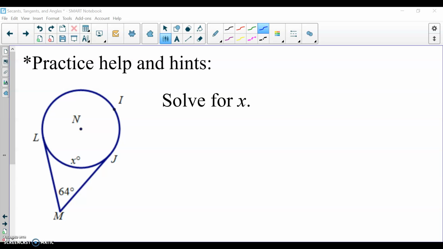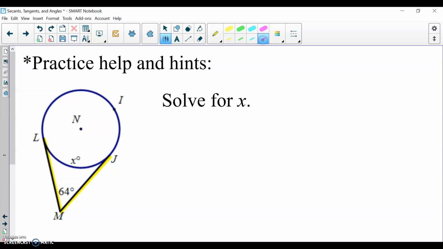So the first one that I wanted to look at within the practice was this problem where it wants us to go ahead and solve for x. And if we look and analyze the diagram, we do have two tangents to our circle because they only intersect the circle once. And this would follow from our formula for the tangent angles.